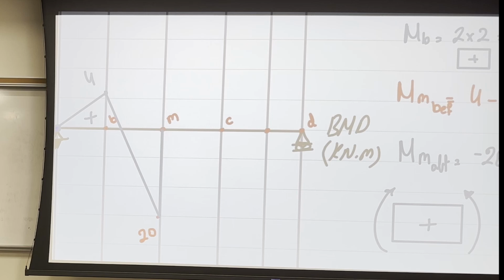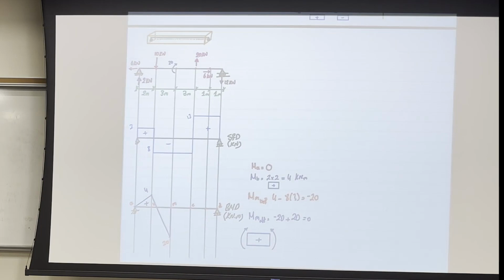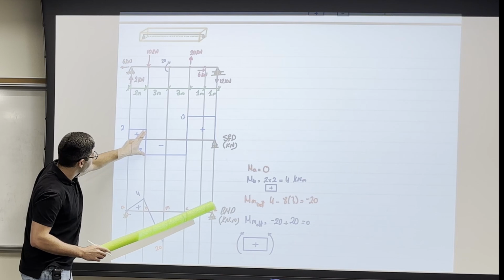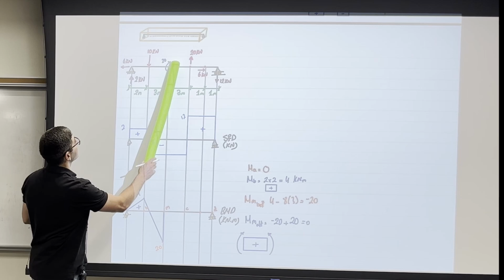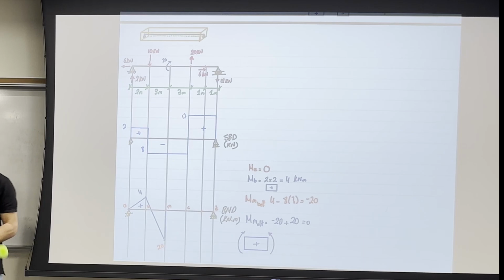Notice that the concentrated shear here causes a drop in the shear, but didn't cause a drop in the moment. What causes a drop in a moment is a concentrated moment. So a concentrated moment causes a drop in the moment, but doesn't cause a drop in the shear, okay? So now let's continue.